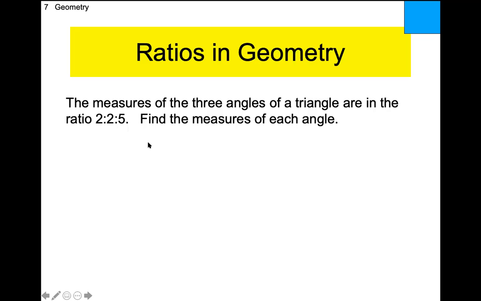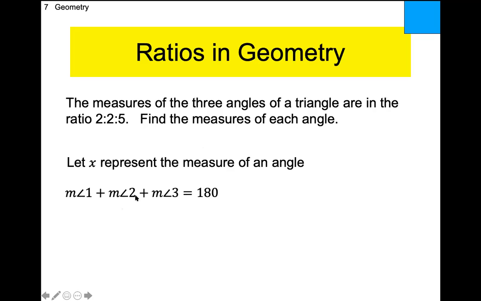Here's how this works, and it's pretty slick. We will let x represent the unknown number that when you multiply 2 by, you get the angle measurement. Further, since it's a triangle on a plane, angle 1 plus angle 2 plus angle 3 is 180 degrees. Now watch how slick this is. I know this is the ratio. If I simply attach x to these 3 values, 2, 2, and 5, then that has to add up to 180 degrees.